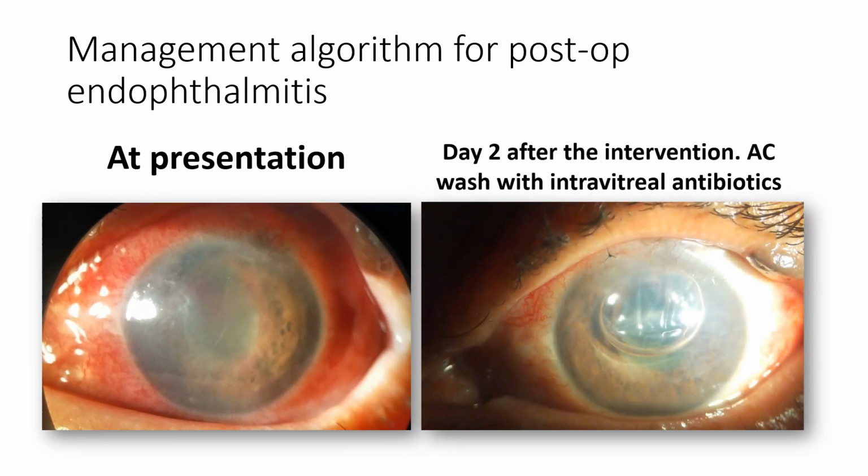So this is the same patient after 2 days of intervention. AC wash and AC formation was done and intravitreal antibiotics were given. The patient has improved. We can see that the haze has reduced, the hypopyon has disappeared, and later on we will need some more intervention to restore the vision. But the eye has been saved.